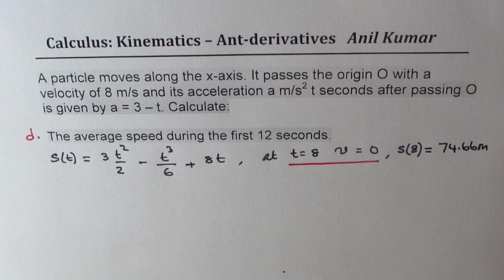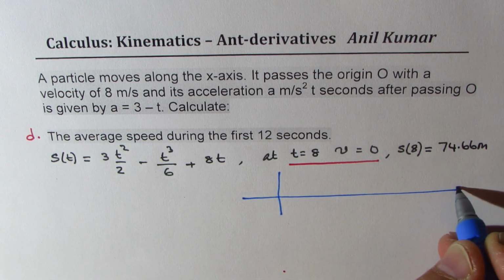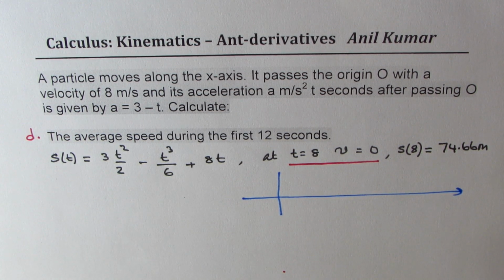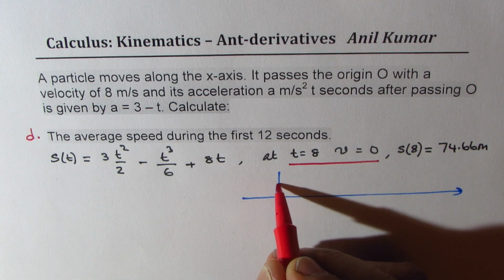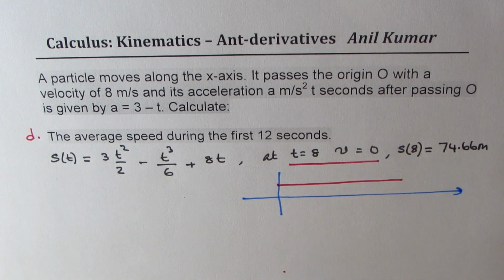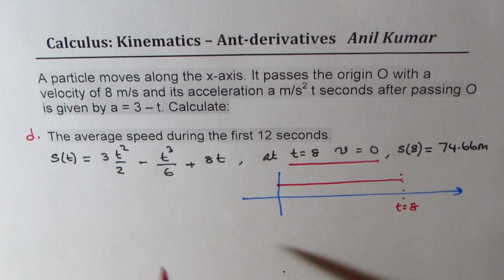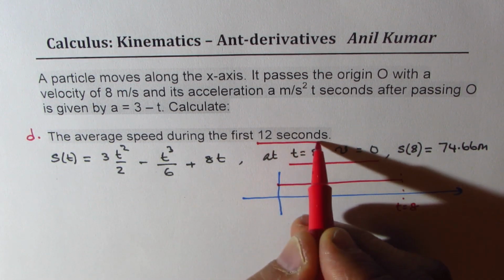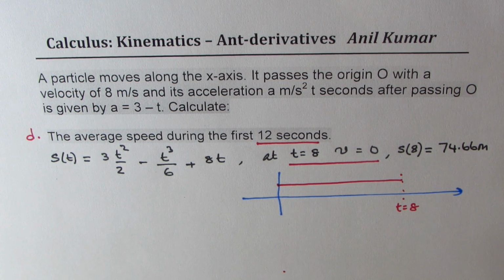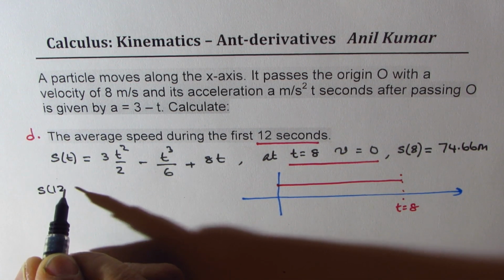So let's continue from here. Now the information which I am sharing with you in this form could be seen on the movement of the particle as, from t equals 0, the particle moves 74.66 meters away. So that is the position when t equals 8. We want to find the first 12 seconds. So let us also calculate the displacement of the particle when t equals 12.